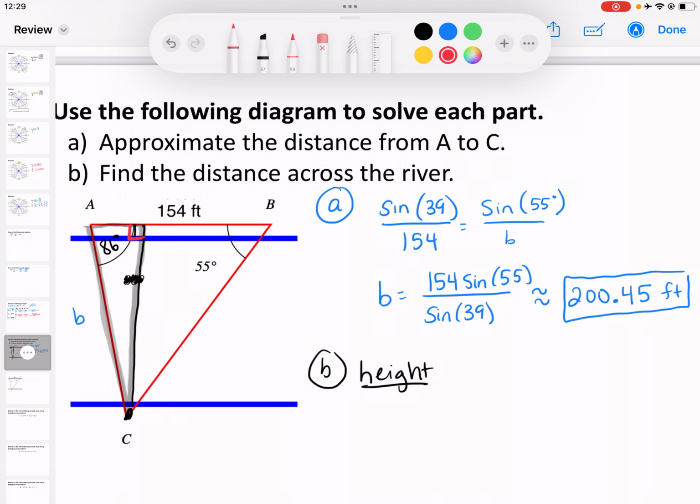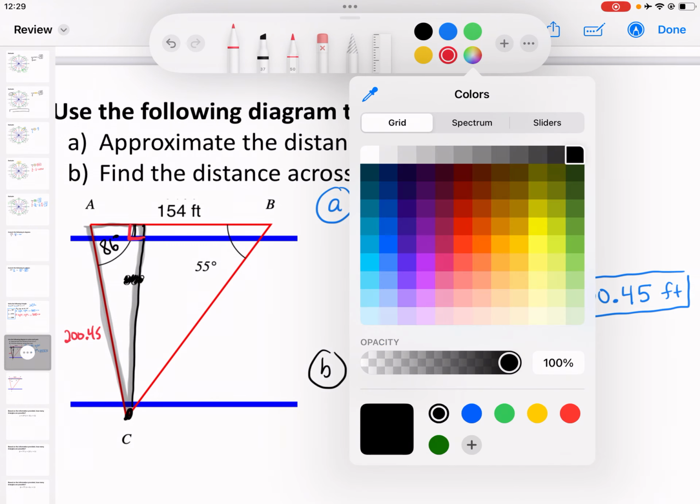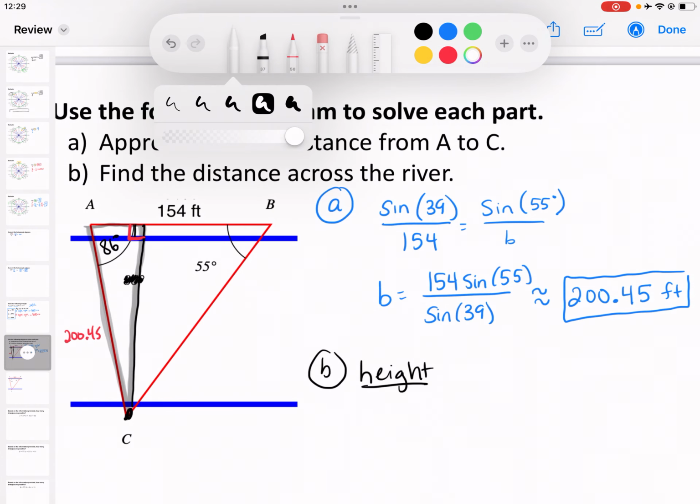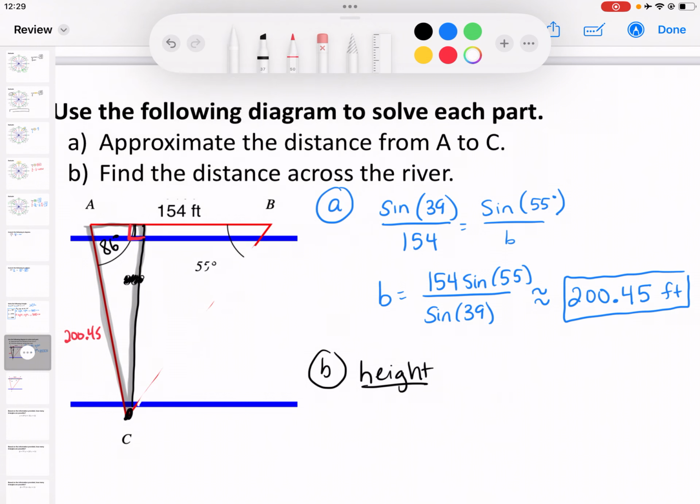We now know side B. I'm going to label that as 200.45. And in fact, just to really drive in what I'm trying to get at, I'm going to go ahead and get rid of every piece we don't need now. So we don't know what that length is, so we're essentially using this brand new triangle right here.